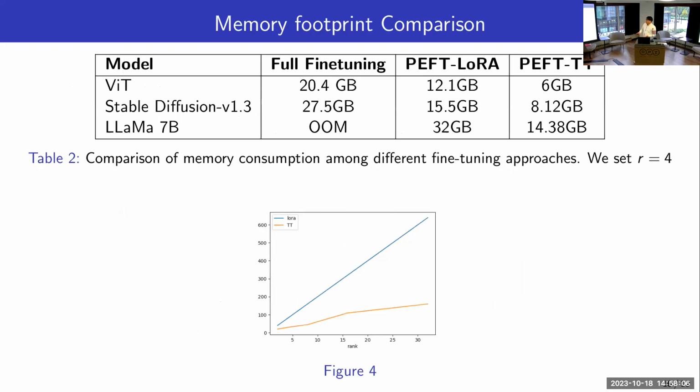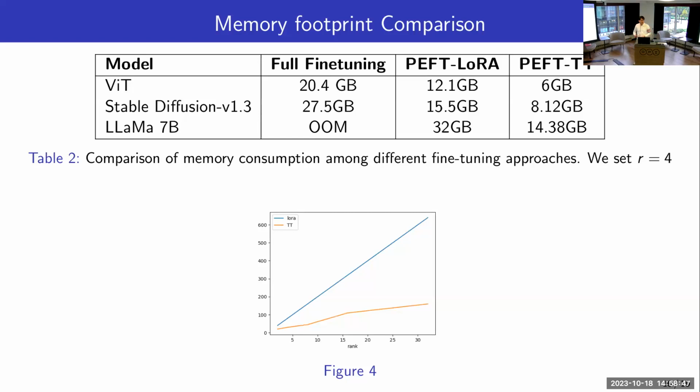So this is another simple demonstration of the memory footprint comparison regarding scalability. There are three different models: a vision transformer, stable diffusion, and llama. Full fine-tuning takes about 20 gigabytes, 27 gigabytes, or even runs out of memory for llama 7 billion. And we can tell that the approach using tensor train takes the least memory when we use a rank of 4. And this figure below shows the scalability: when we increase the rank, how much memory or how many parameters we need to train during fine-tuning.